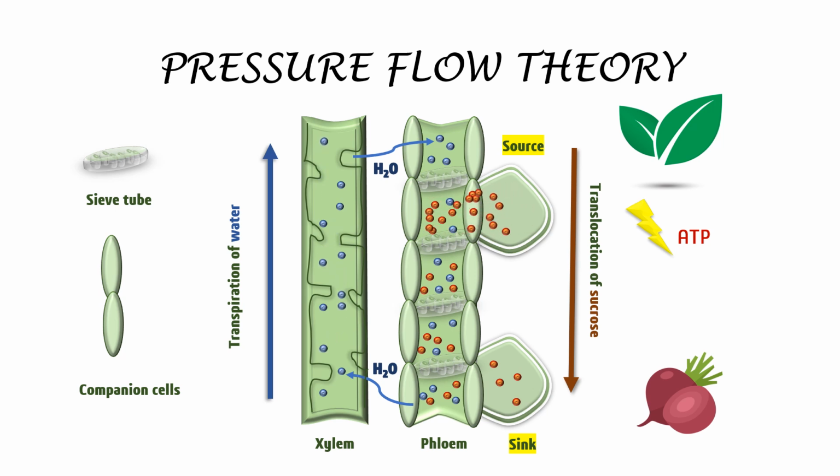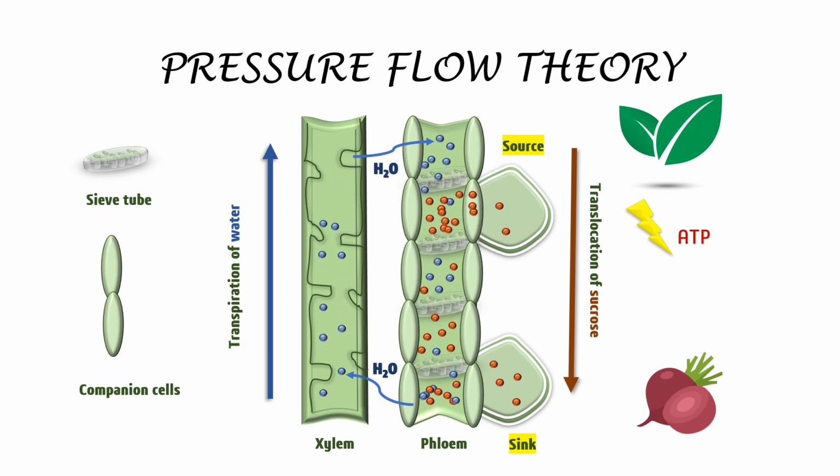Now, there is a high concentration of sugars in the phloem and it lowers the water potential. So the water moves from the xylem into the phloem through osmosis, increasing the pressure inside the phloem. Now the increased water pressure inside the phloem causes the flow of the sugary sap through the sieve tubes from the area of high pressure towards the area of lower pressure, the sink.